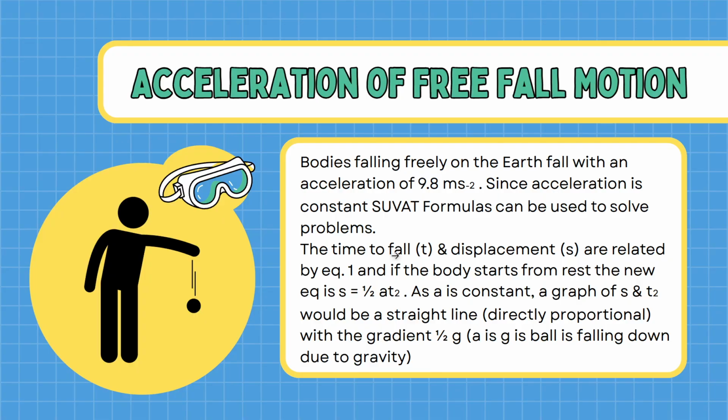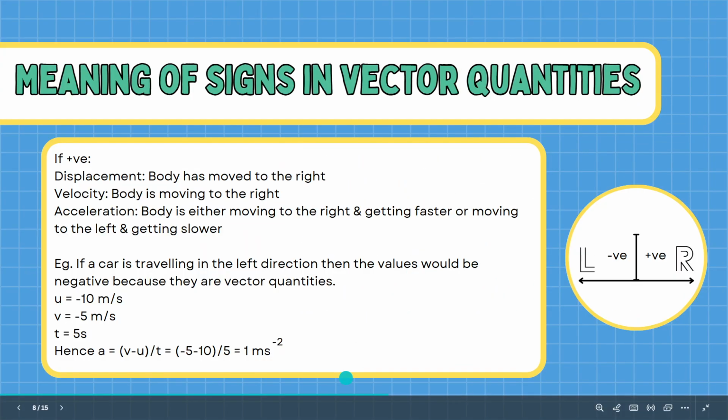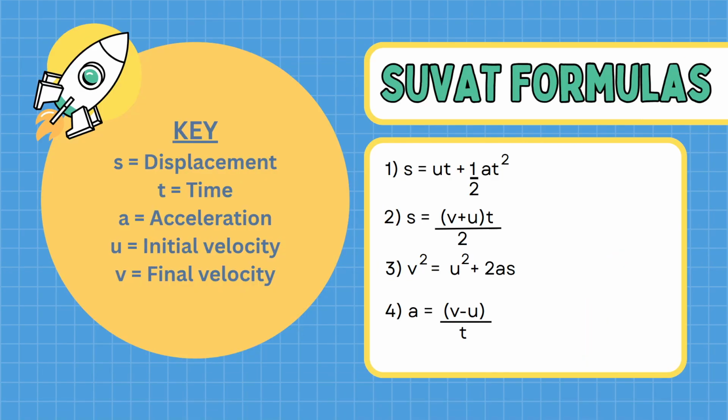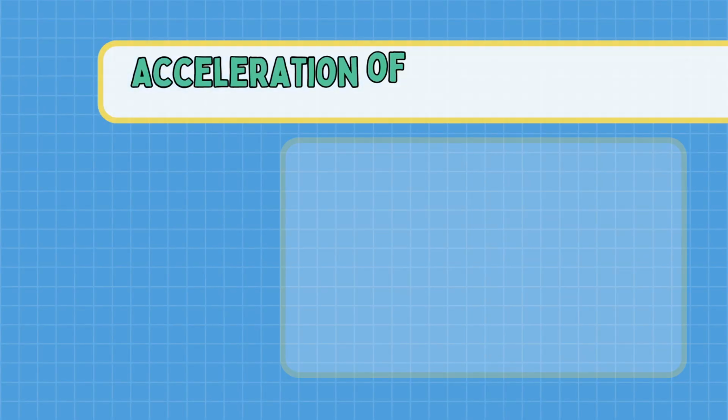The time to fall, t, and displacement, s, are related by equation 1. Equation 1 was, you know it, s = ut + (1/2)at^2. That's the first equation basically.